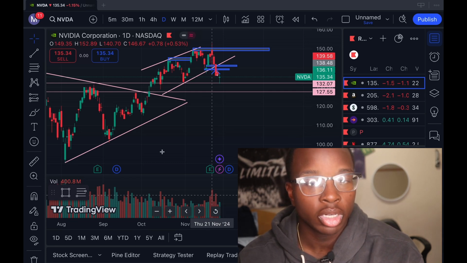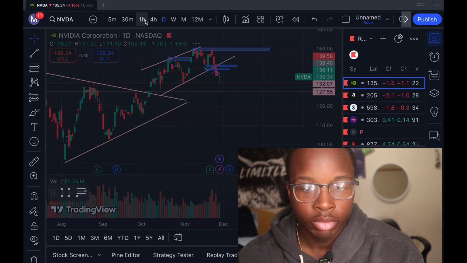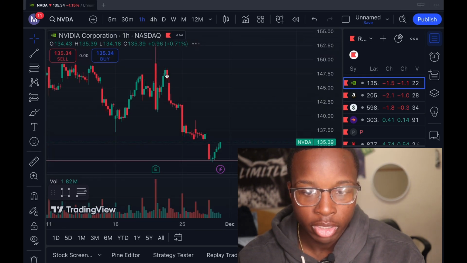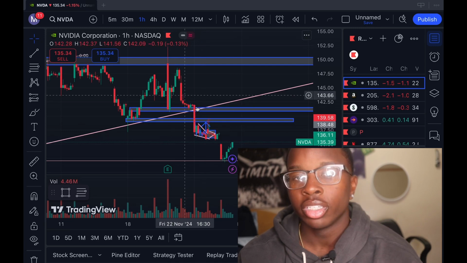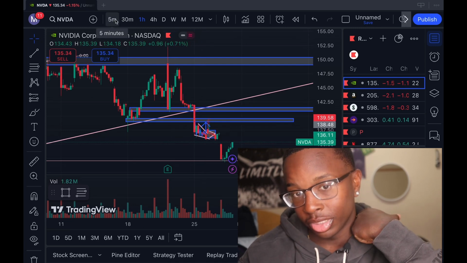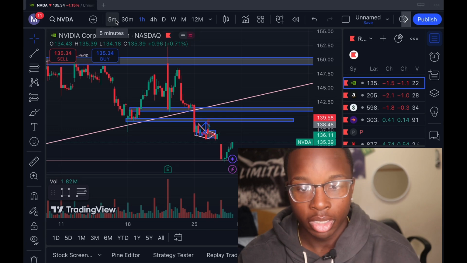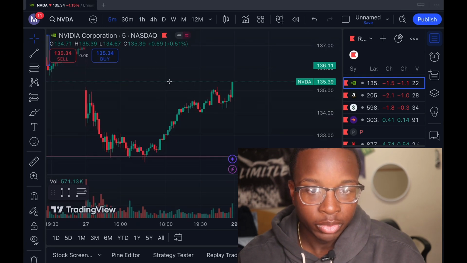All right, so I went to the hourly time frame. Like I said, I seen it was making a falling wedge. All right, I did this trade like 2 days ago as well. I'm just not making a video on it. I'm kind of late, but bear with me.